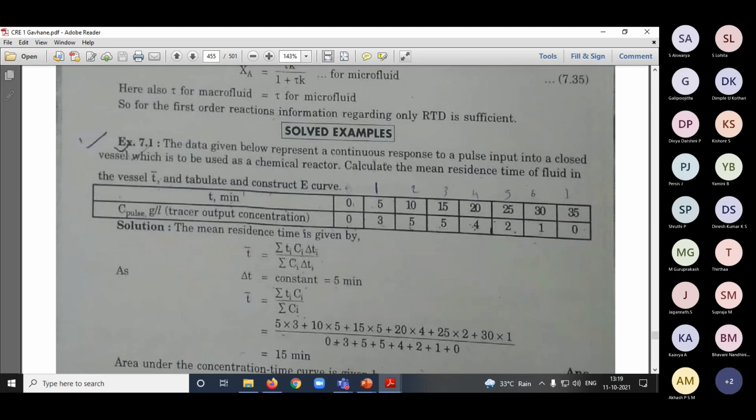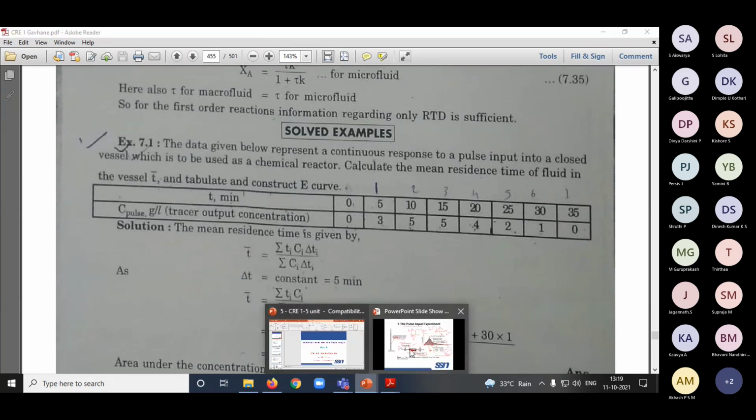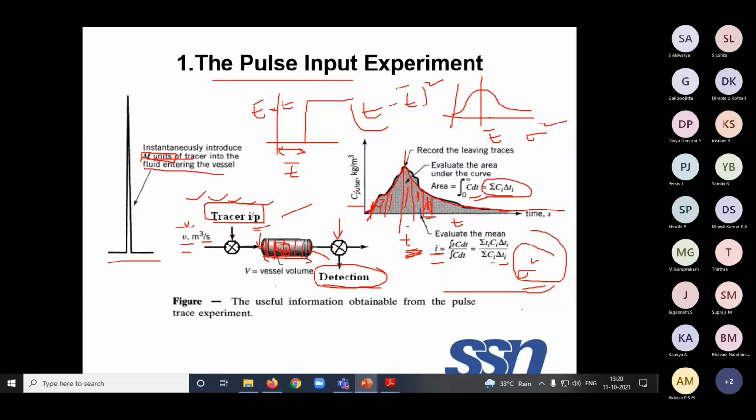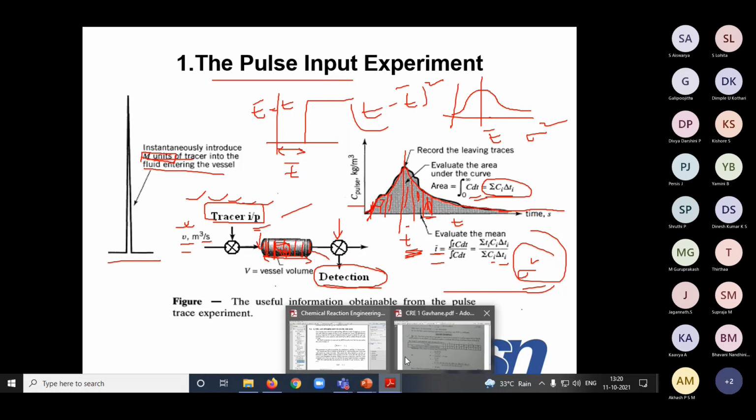So T he gave you, C pulse he gave you. So that means what? T he gave and C pulse he gave. Therefore, T he gave, C pulse you gave. So whatever you are giving, you try to put a graph, right? So that is what we will do here.